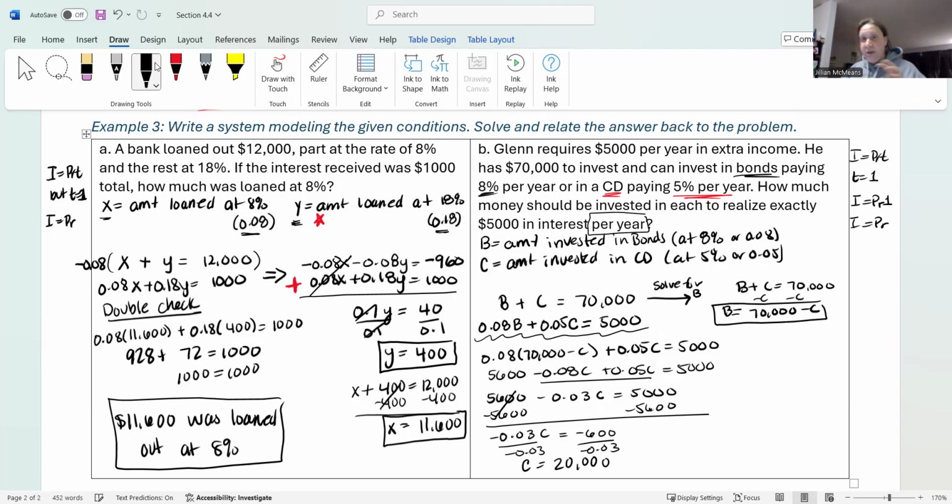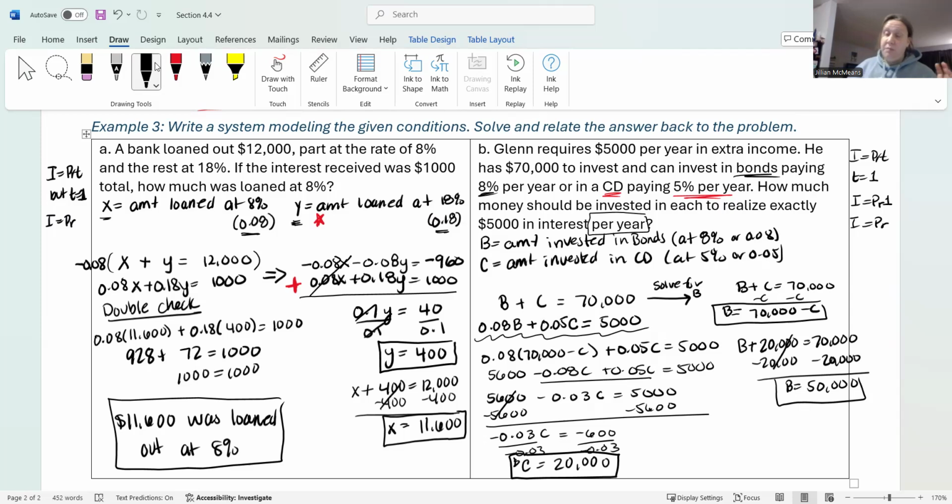Now remember, B and C represent how much money is being invested in each of these accounts. So we're saying, okay, C is $20,000. In order to figure out what B is, we take B plus C, which we know is $20,000, set it equal to $70,000. To get B alone, I subtract the 20,000 from both sides. 20,000 minus 20,000 is 0, and that leaves me with B equaling 50,000. So we have the amount that we think is invested in both of these accounts, the bonds and the CD. We do want to just really quickly double check this against the interest formula.